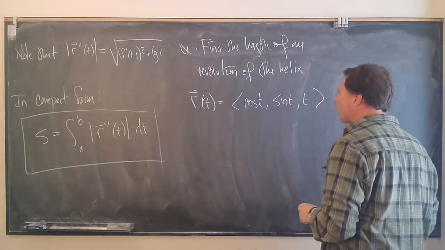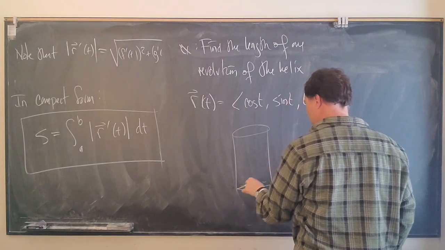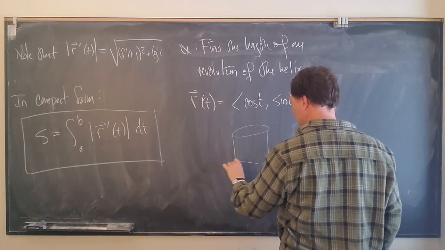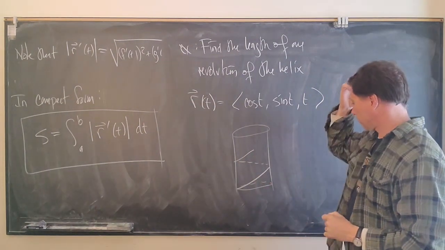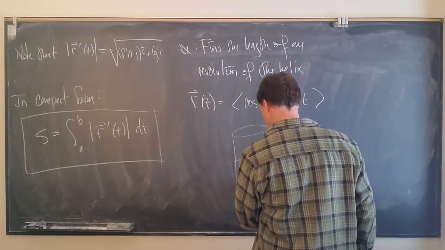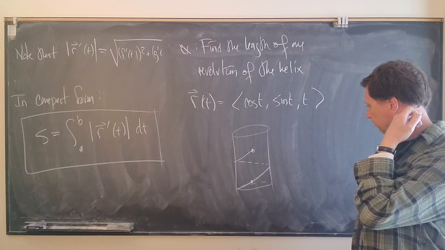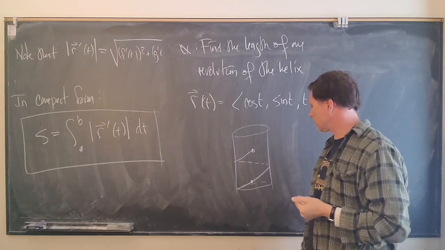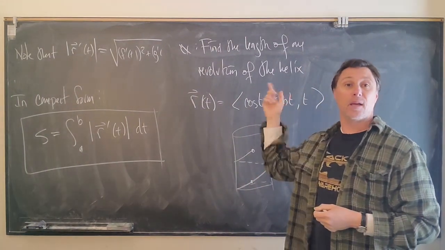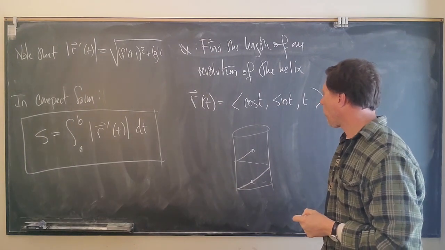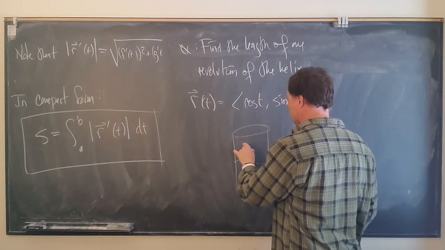Now, if we want to do one revolution, remember the helix goes around the cylinder, and so one revolution means go one time around. Let's say from here, go around to here. And so that corresponds to t going from 0 to 2 pi, or 2 pi to 4 pi, any increment of 2 pi. And so I'm going to compute the one that goes from t equals 0 to 2 pi.